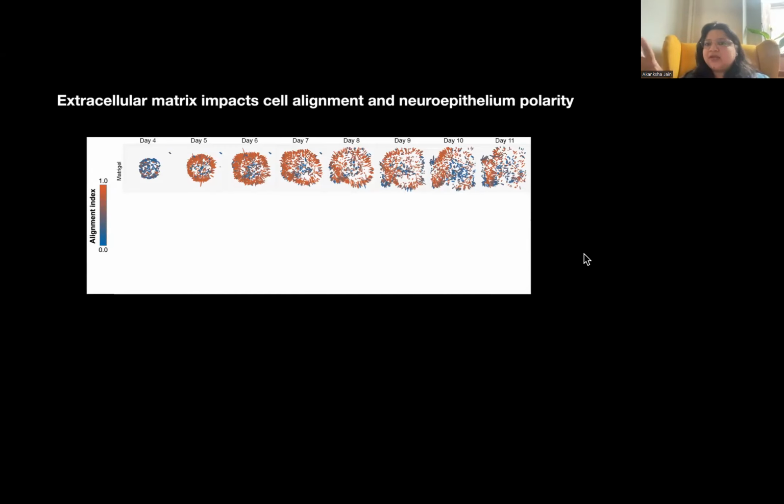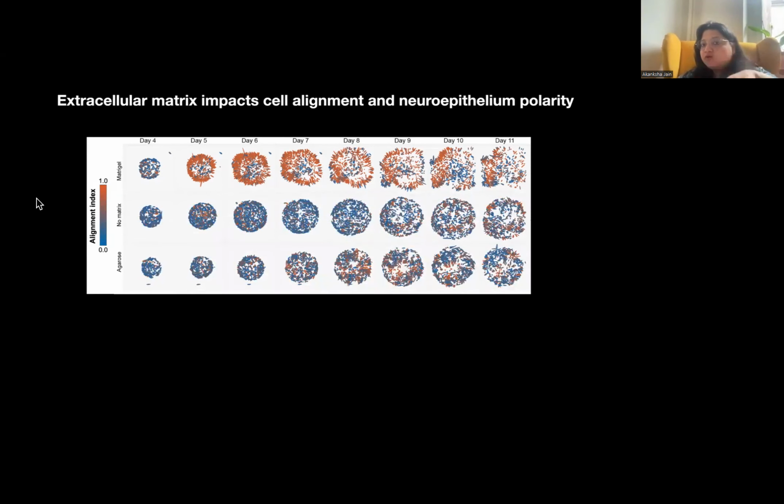So we have segmented all the cells in these images. And by alignment, I mean how perpendicular is a cell to the surface of the organoid. When you expose these organoids to Matrigel, within a day, so really fast, all the cells respond to Matrigel and they're aligned in a perpendicular fashion to the outside. But if you don't give it, then we found that cells are completely mixed in their alignments. And with agarose, there are regions that emerge which have better alignment.